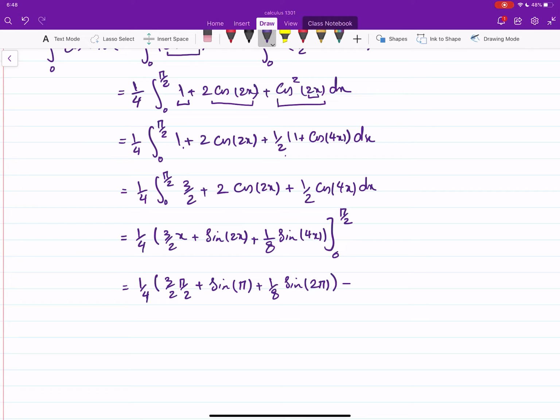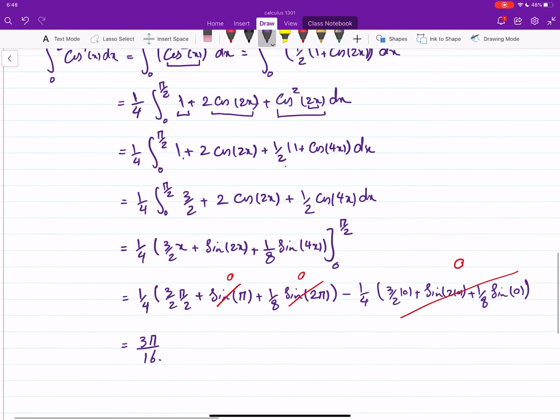Okay, minus 1 over 4, plug in 0: 3 over 2 times 0 plus sine of 2 times 0 plus 1 over 8 sine of 4 times 0. Well, it is 0, yes. So this whole second part is 0. This is 0. This is 0. The only remaining term is this part here, which is 3 pi over 16.